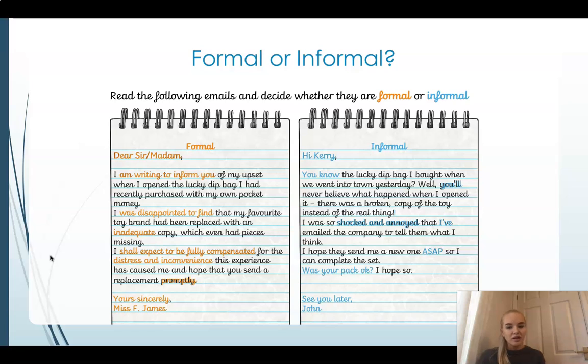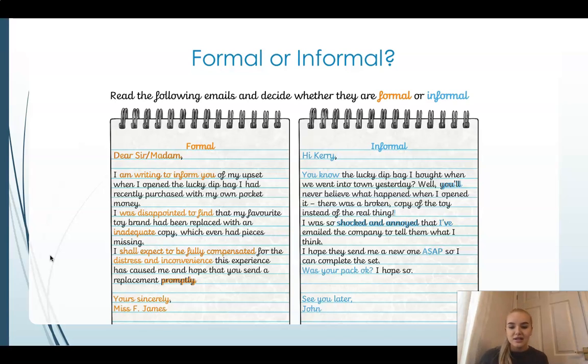If we go back to the orange email, the formal email, it continues by saying, I was disappointed to find it had been replaced with an inadequate copy. Whereas the informal email says, I was so shocked and annoyed. I've emailed, that contraction there, I've, not I have. So it's very different here, the level of language. Still using the words shocked and annoyed does portray that emotion, but it portrays it in a completely different way that a formal letter does.